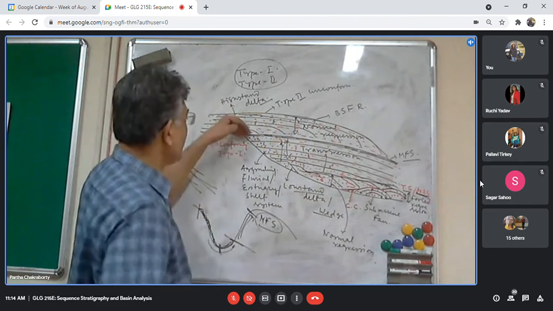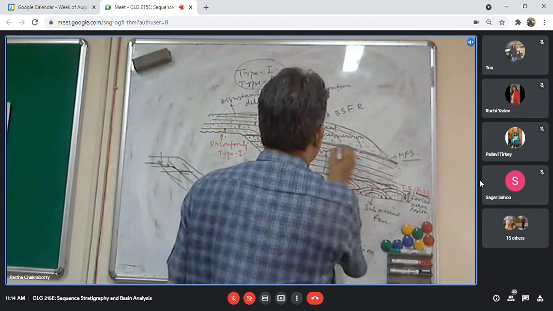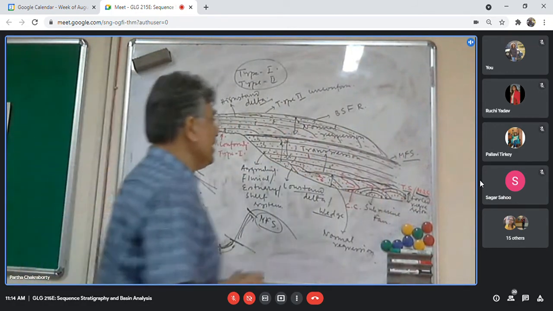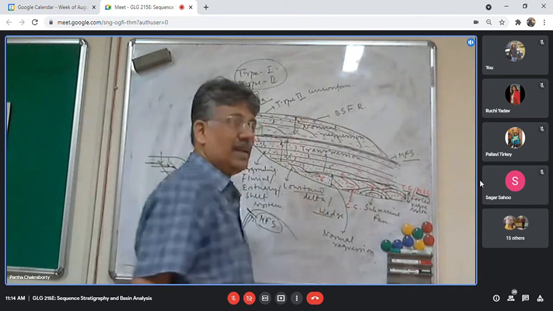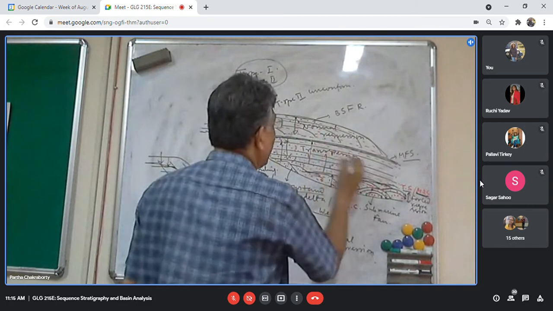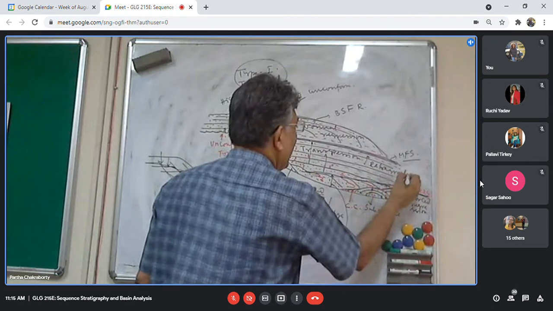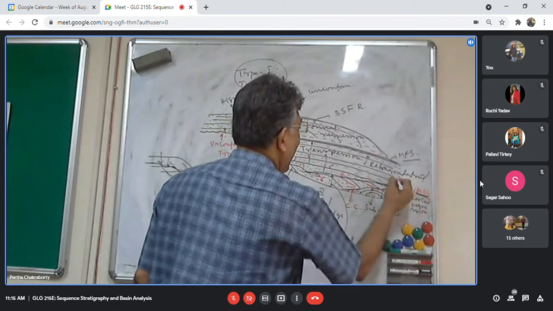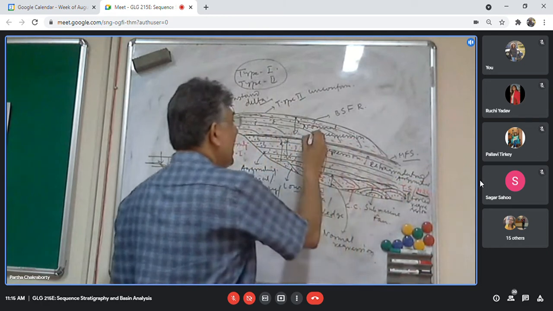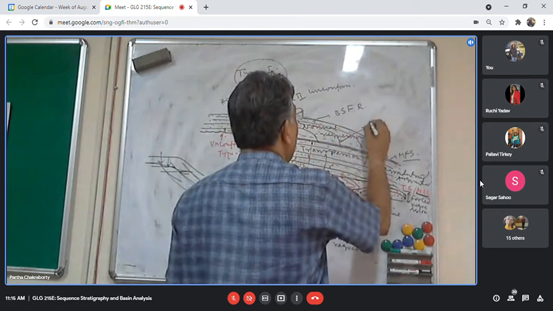Maximum flooding surface. So this is the maximum flooding surface, which is the most regionally extensive surface that will bind the sequence. So what will happen across this maximum flooding surface? Here you are getting the retrogradational or aggradational stacking that will be overlaid by the downlapping strata.